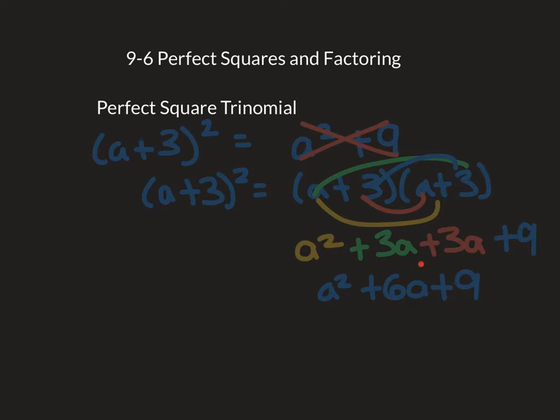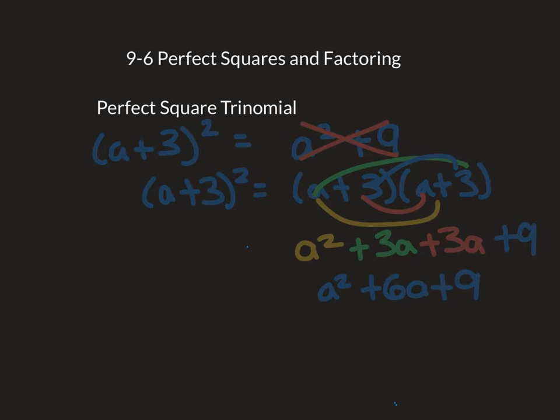And you can see how this leaves out our middle term. Okay, so that's why you can't just square the first one and square the second one. You actually have to FOIL it, and then when you FOIL it, you'll have your outer and your inner that you then add together. Okay, and then you get a trinomial because it has 3 terms.